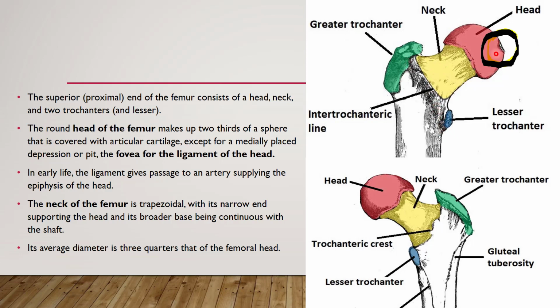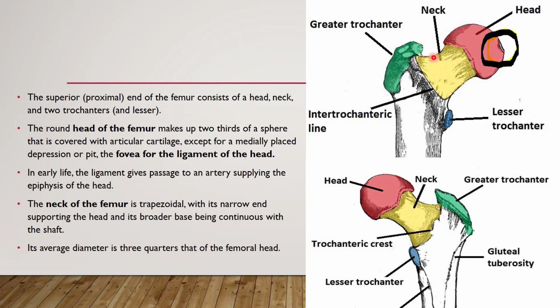The round head of the femur makes up 2/3 of a sphere. See here, it is making 2/3 of a sphere that is covered with articular cartilage, except for a small medially placed depression or a pit, which is called as the fovea for the ligament of the head of the femur. See here, this is one area, a small pit which is not covered with the articular cartilage, and it is giving attachment to the ligament of the head of the femur. In early life, the ligament gives passage to an artery which is supplying the epiphysis of the head.